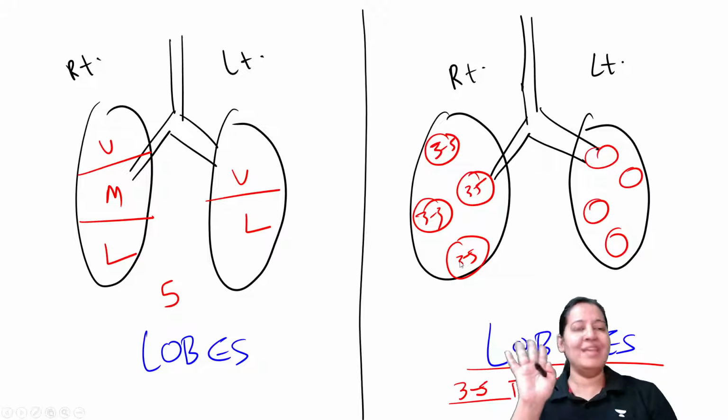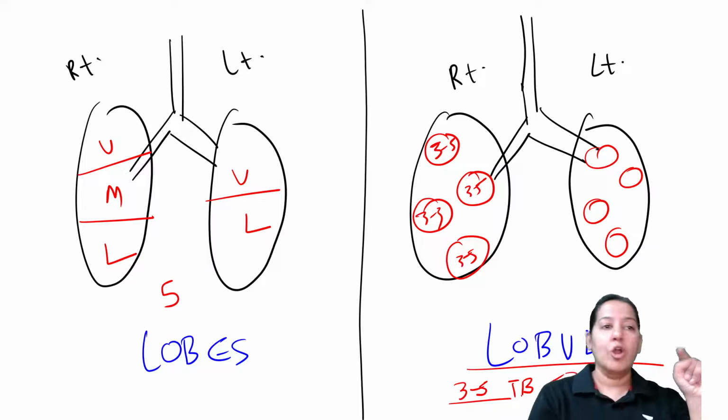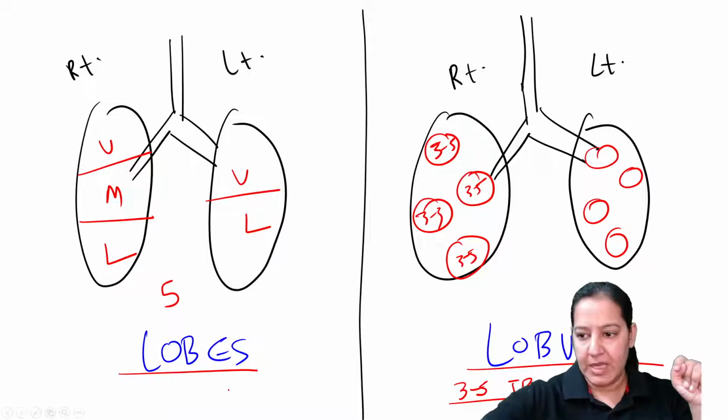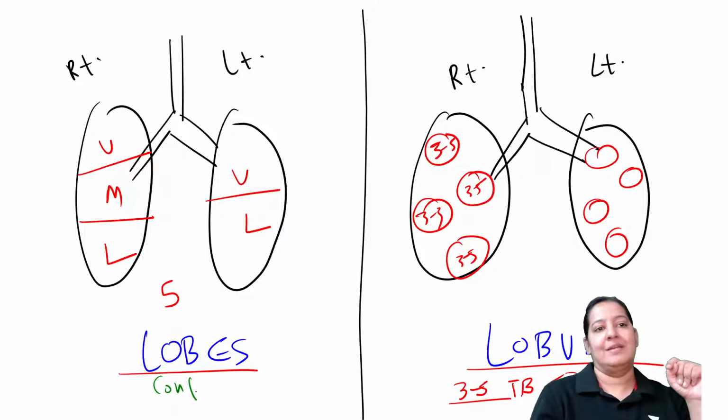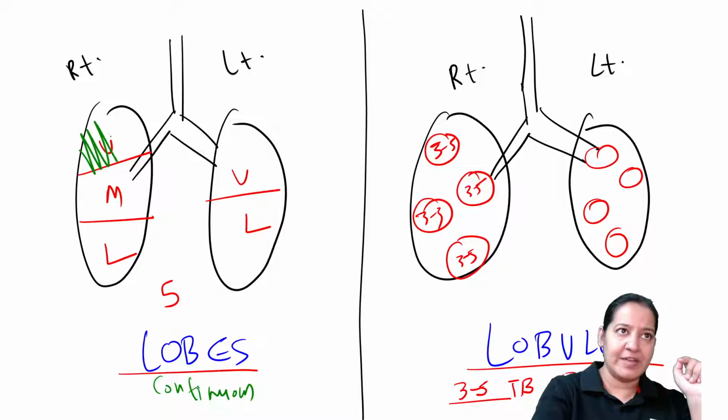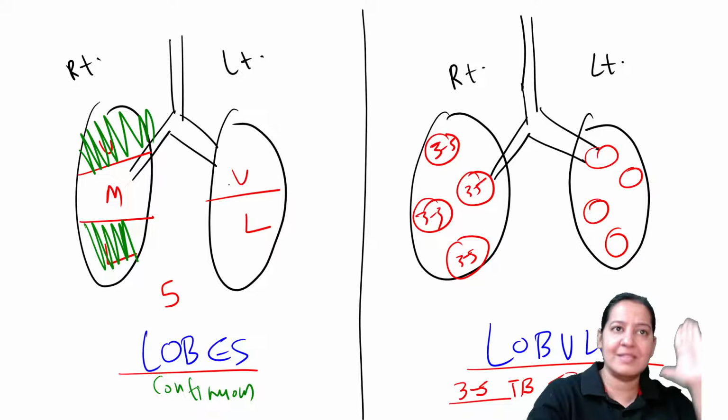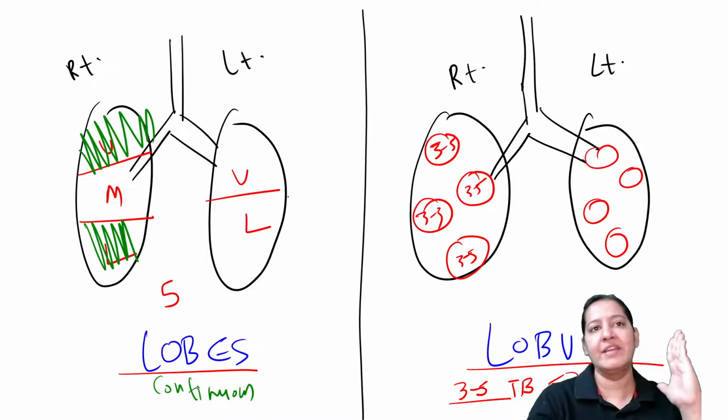So what is my point here? The lobes are continuous. You can see this is continuity. So if lobar pneumonia is there, consolidation is continuous. But in lobules, it is patchy.